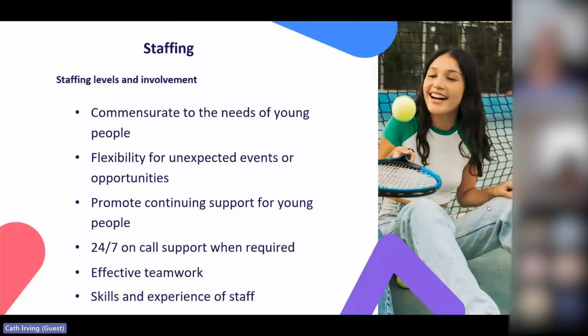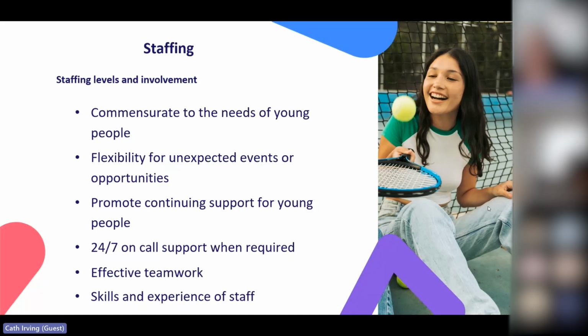Staffing levels within the service and within settings need to be set out, and these need to meet the needs of young people, ensuring some flexibility to be able to respond to unexpected events or opportunities. Staffing structures should be able to promote continuity of support from the young person's perspective. If the needs of young people mean that staff are not required to be on site 24 hours a day, then there must be arrangements in place to ensure the safety and ongoing support of young people, including access to 24/7 on-call support. So think about what that looks like and set that out within that statement of purpose.